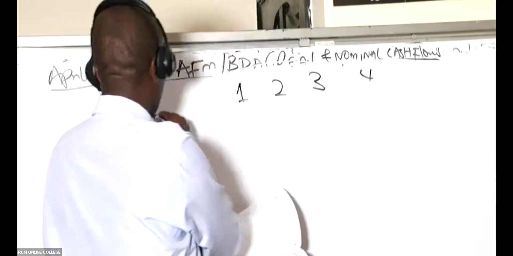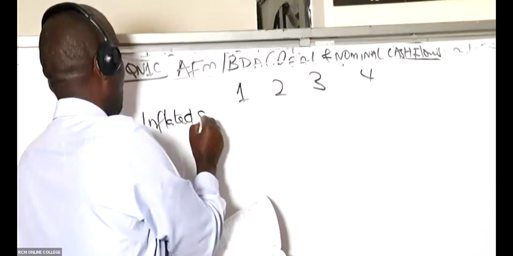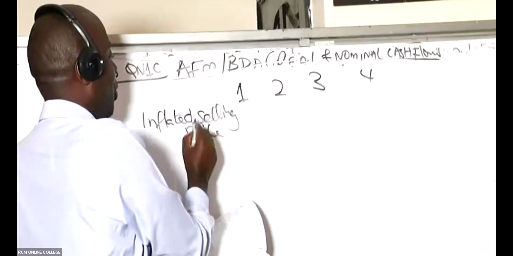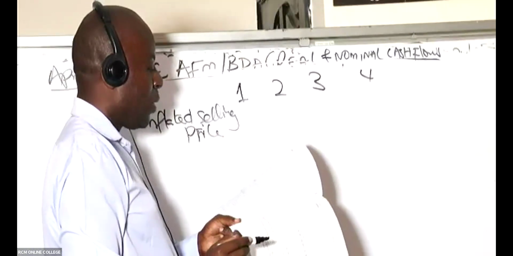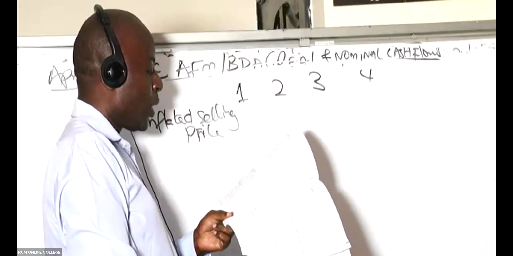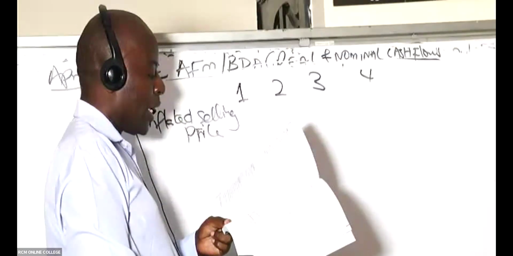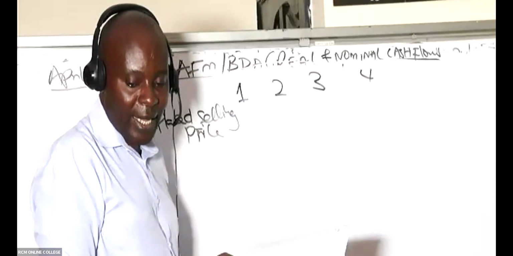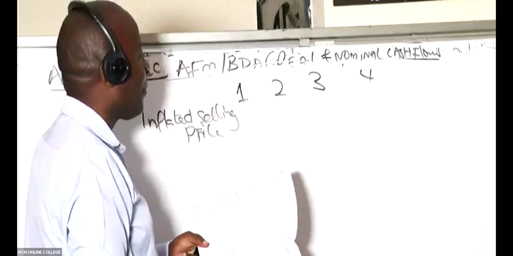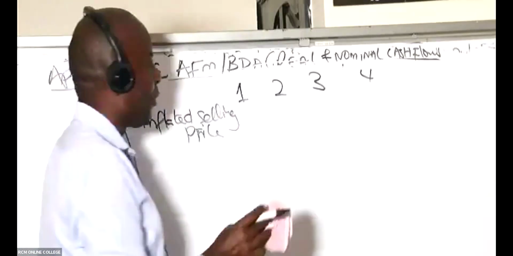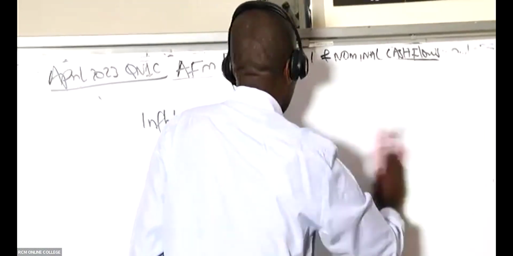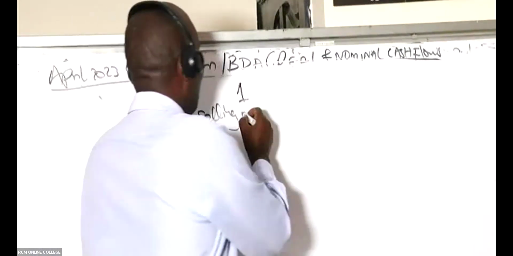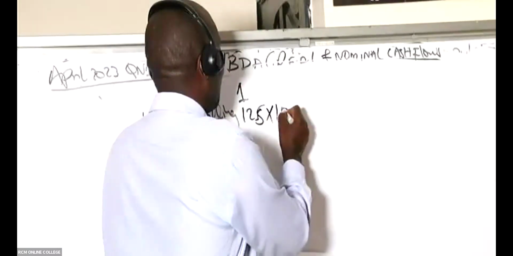So is there somebody who is able to give me the inflated selling price? I will not even write the working. Now you guys are masters. So we start there with the first price, which is 125. So please apply 125 times 1.05 for year 1. What will be the inflated selling price for year 1? I can see the selling price there is 125, so it will be 125 times 1.05 raised to 1.